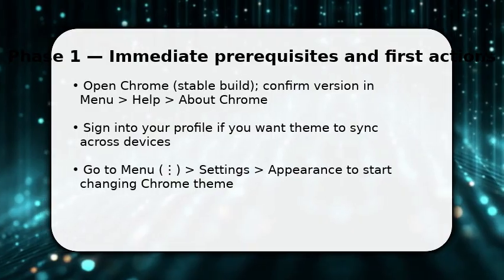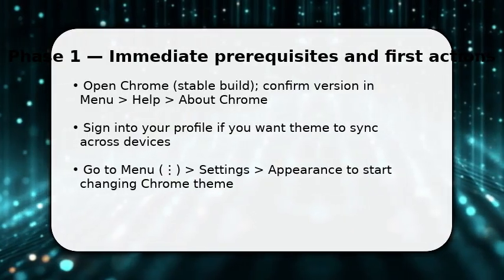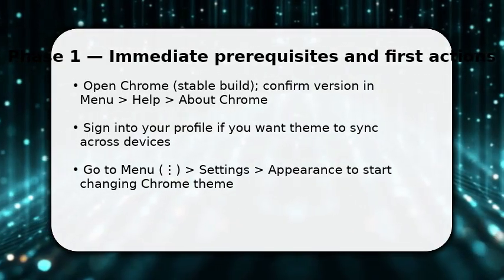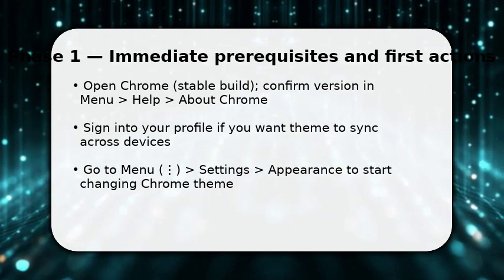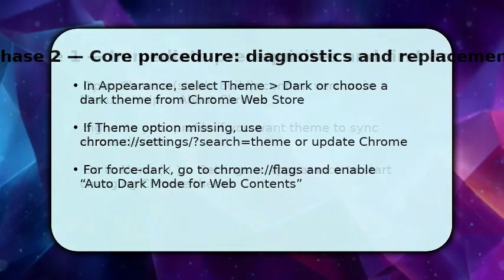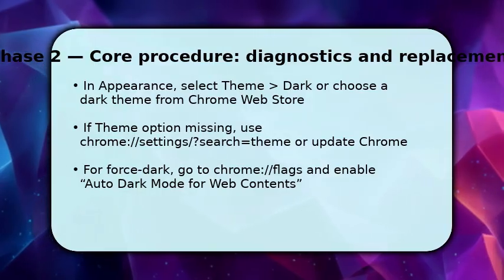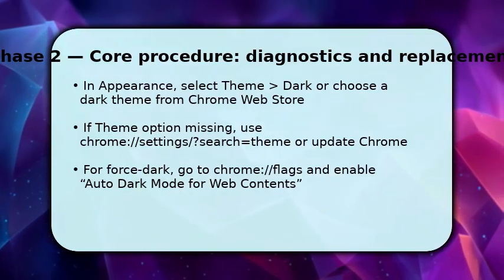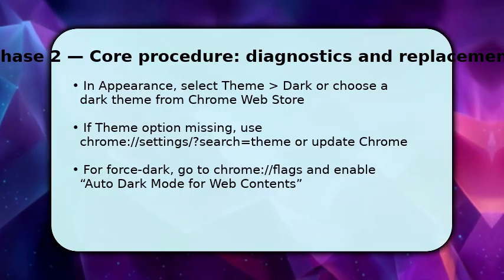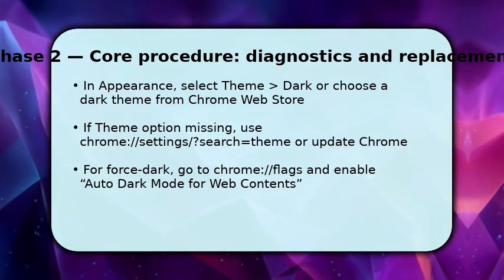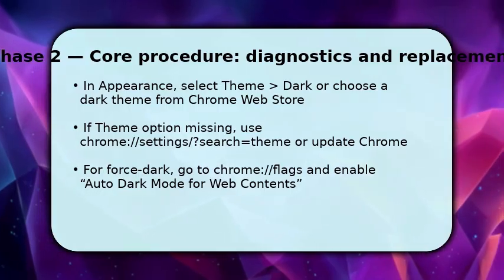Make sure to keep Chrome updated. An outdated browser can hide or move these options and slow the process down. Now you'll select a dark theme inside Chrome's Appearance section, pick the built-in dark option, or install a dark theme from the web store. If you can't find the theme, search Settings for Theme or Update Chrome. Sometimes the control moves after an update.